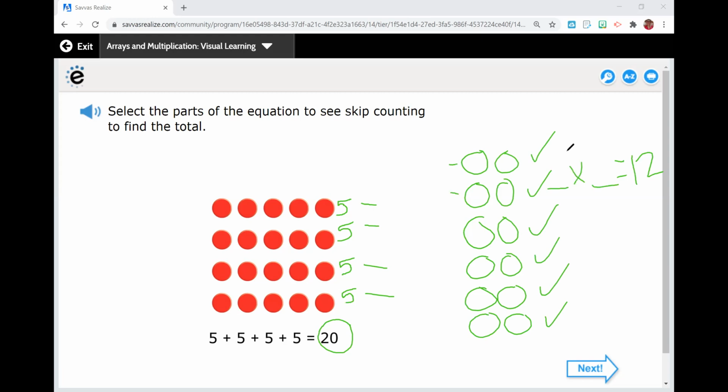1, 2, 3, 4, 5, 6. I had 6 rows. And how many columns? How many are in each row? 2. 6 times 2 equals 12.